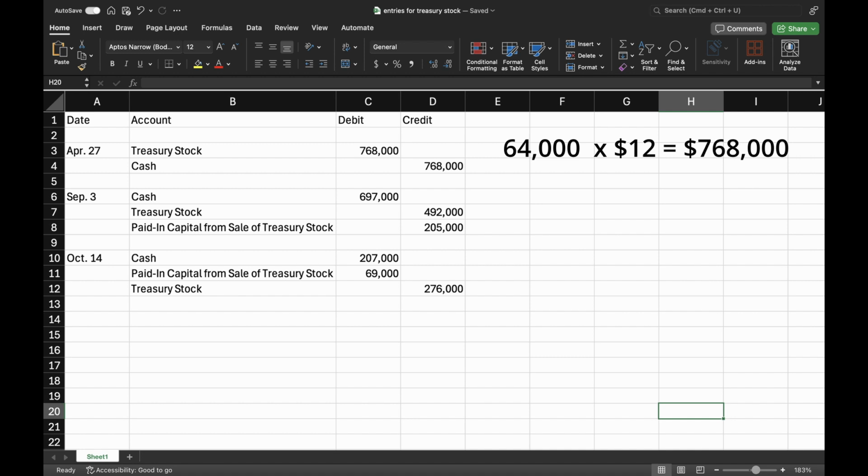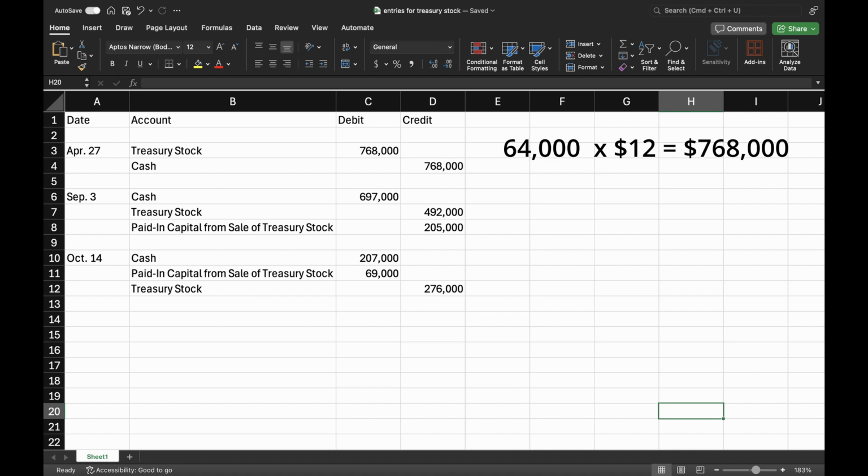The cash account goes on the bottom because it is being credited as it is an asset that is being decreased due to the purchase of the stock. The amount this account is being credited for is equal to the amount the Treasury stock account was debited for, so it is being credited for $768,000.